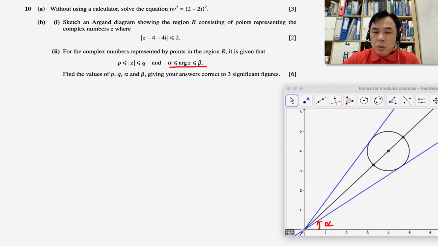And then we can also have another tangent line that is touching the circle at this point here. And this would actually give us the other argument. That argument will be the maximum argument, which is labeled as beta here. All right, now that is the visual understanding of this inequality. And then how are we going to solve this?